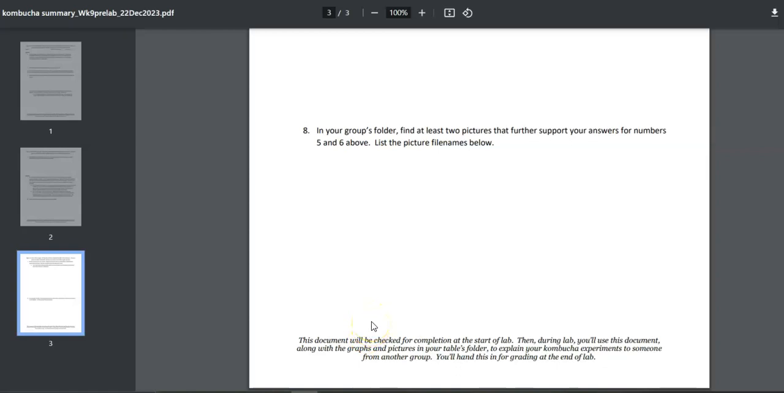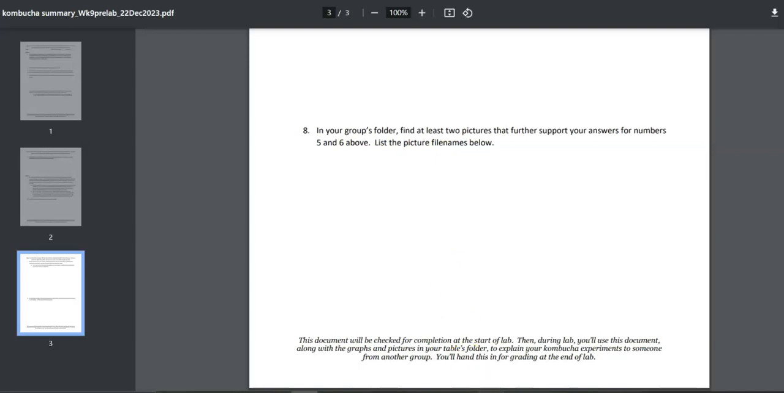Again, all of this is in service of helping your poster creation to go smoothly, and you're going to need some pictures for your poster. So you'll fill out this whole pre-lab, print out your graph, bring it with you. During the quiz, your instructor will check it to make sure that you have it finished, and then they will give it back to you.